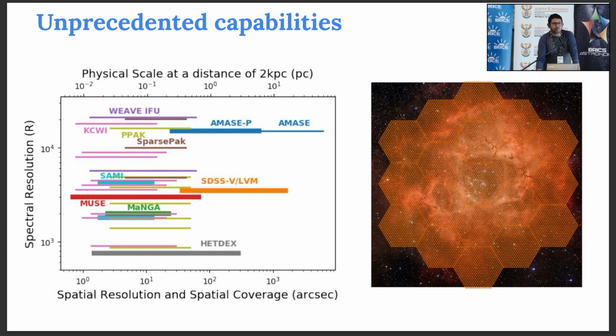If you benchmark it against the currently available instrumentation, we are very high in terms of spectral resolution, very similar to Cosmic Web Imager or PCWI. And in terms of spatial coverage, I think we will become the best, even beyond the current best, the SDSS-V Local Volume Mapper.